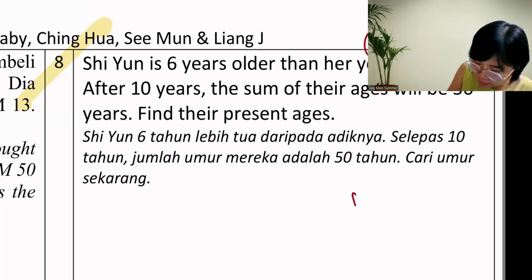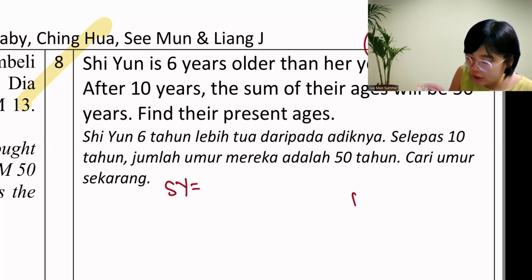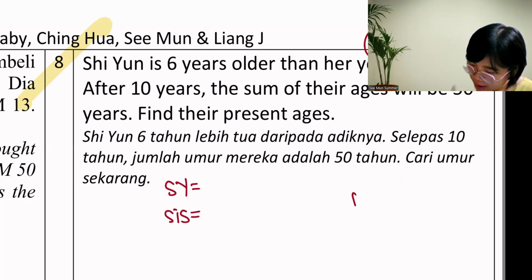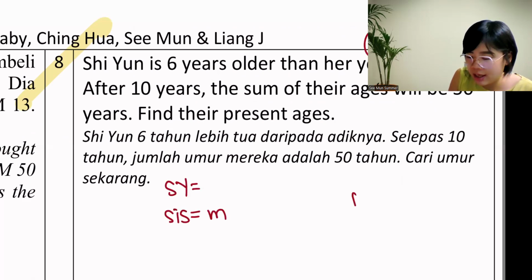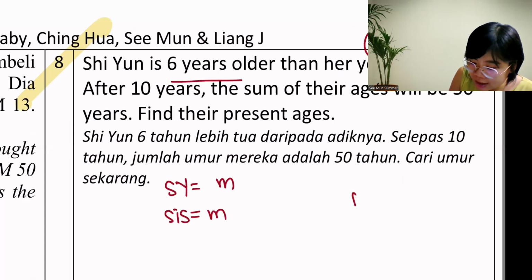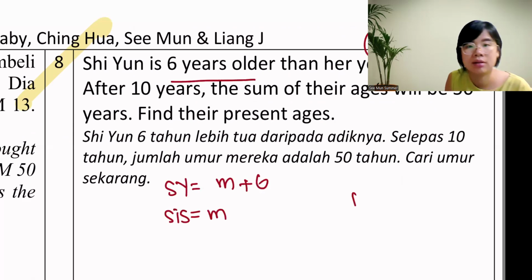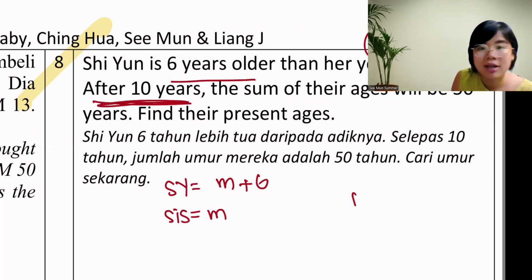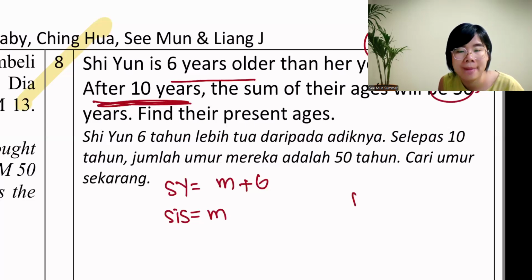Okay? So you see, Shi Yun is 6 years older than the younger sister. So assume the younger sister is M. Then if the sister is M, Shi Yun will be M plus 6 years older. Yes, correct. M plus 6. Okay? And then the question is interesting. They say, after 10 years, the sum of their ages is 50.